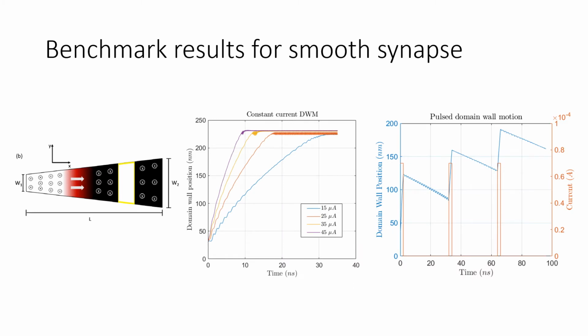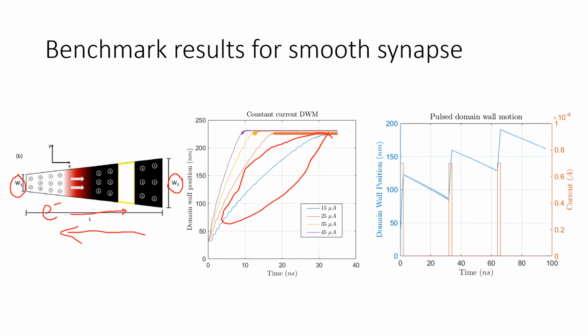To the left, we have a geometry of the system. So we have a trapezoidal synapse where W2 is always larger than or equal to W1 here. The domain wall moves laterally left and right, and the current is also injected laterally. So the current is injected this way, which means the electrons that provide the torque to the domain wall move this way. Now for the first trial here in the middle, I apply a constant current, and I talked about nonlinear behavior, and this nonlinear behavior can be seen here. As we can see from the domain wall position as a function of time, the domain wall moves slower as it gets to the wider areas of the device. So this is desired behavior.